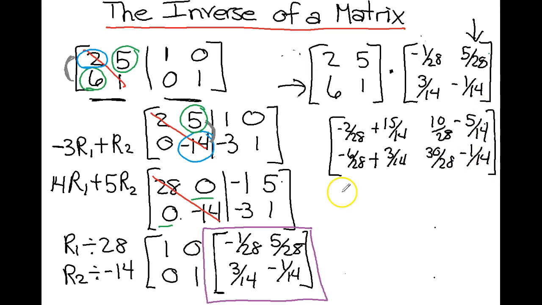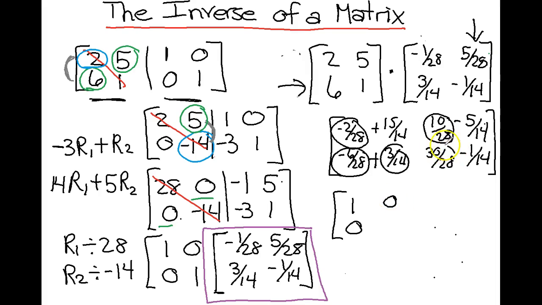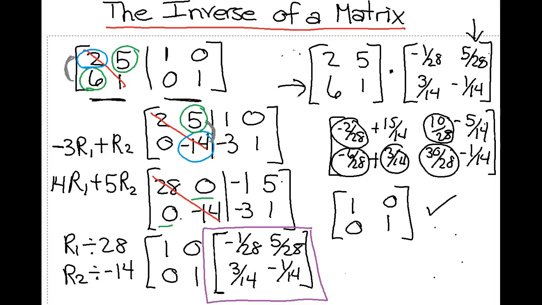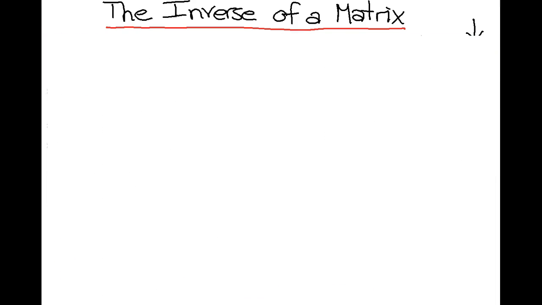So let's go ahead and simplify that. This becomes a negative 1/14 plus 15/14 is 14 over 14, which is 1. This becomes a negative 3/14 plus 3/14 is 0. This becomes a 5/14 plus negative 5/14 is 0. And this becomes 15/14 minus 1/14 is 14 over 14, which is 1. So that checks out. Okay, so I'm going to do one more example because I want to show you an example of a special case here.